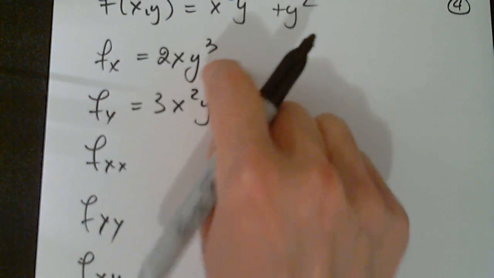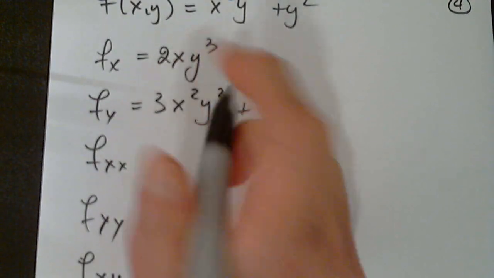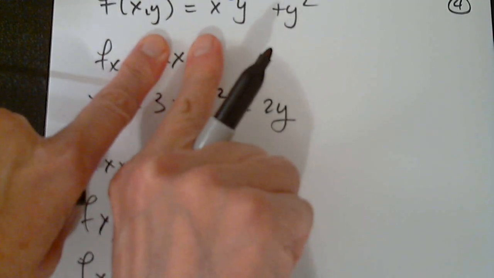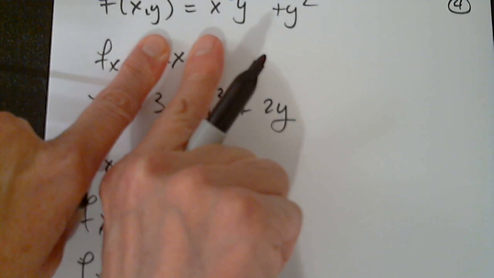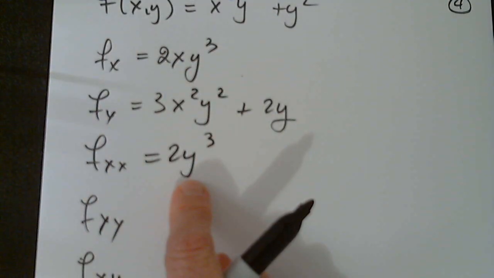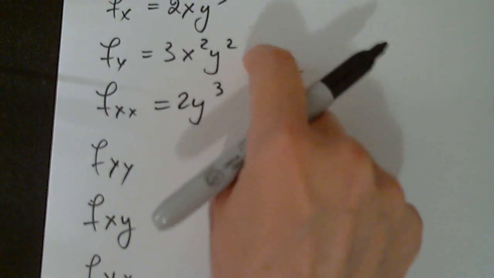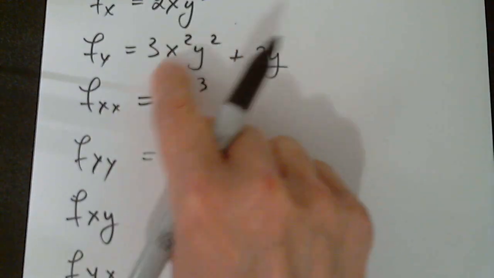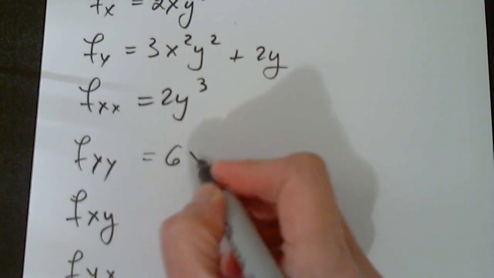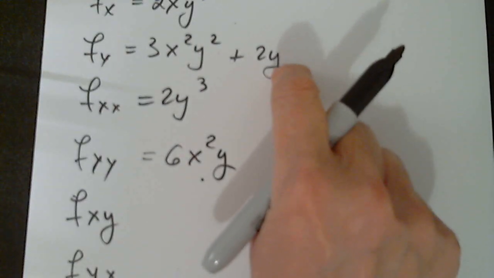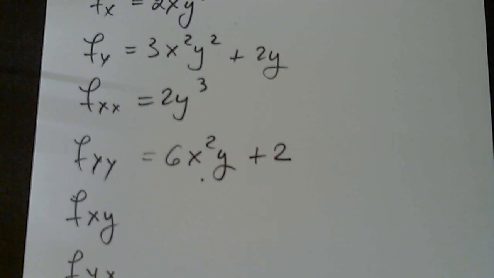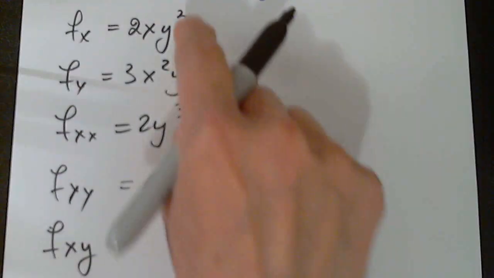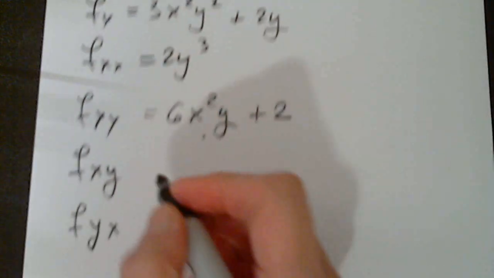Now I go back to fx and I differentiate it again with respect to x. So the answer is 2y cubed because these are constants. When I differentiate x, I get x prime is 1. So the answer is 2y cubed. I go back to fy to differentiate again with respect to y. When I differentiate this with respect to y, I get 6x squared y. When I differentiate this with respect to y, I get positive 2. I go back to fx and I differentiate with respect to y. So I get 6xy squared.